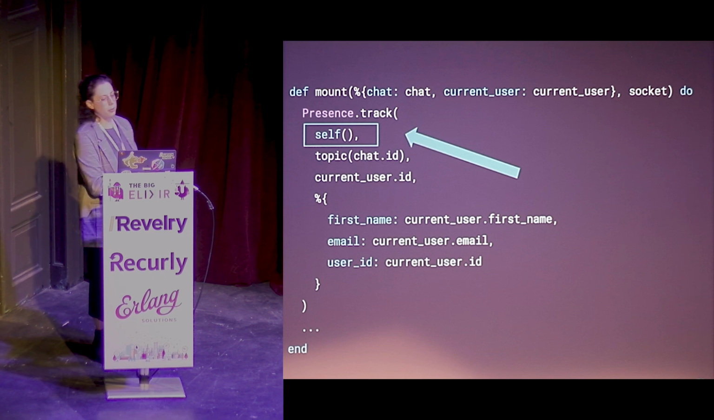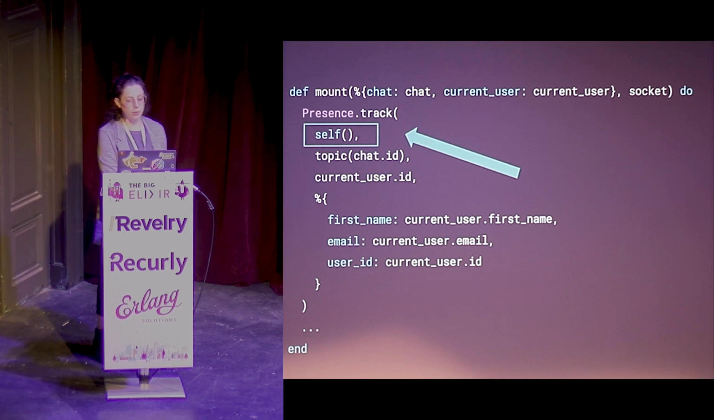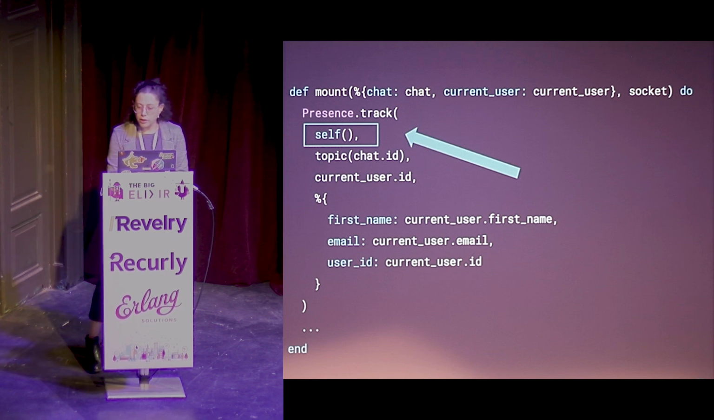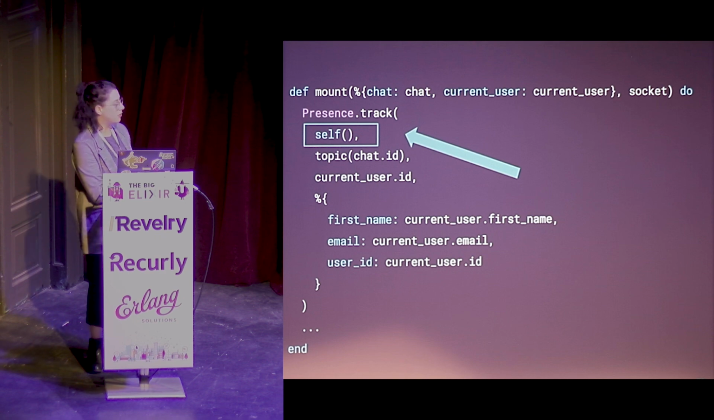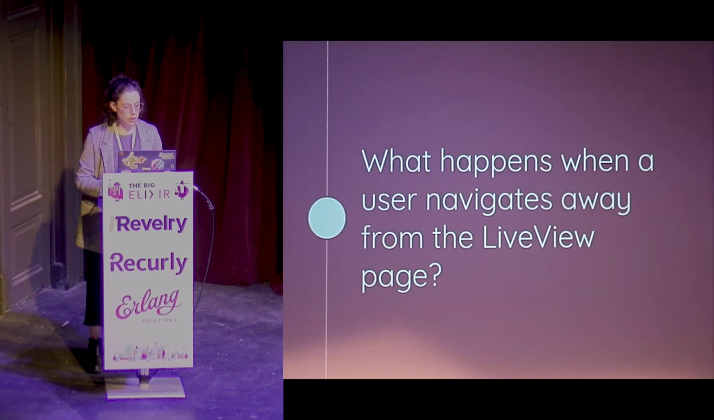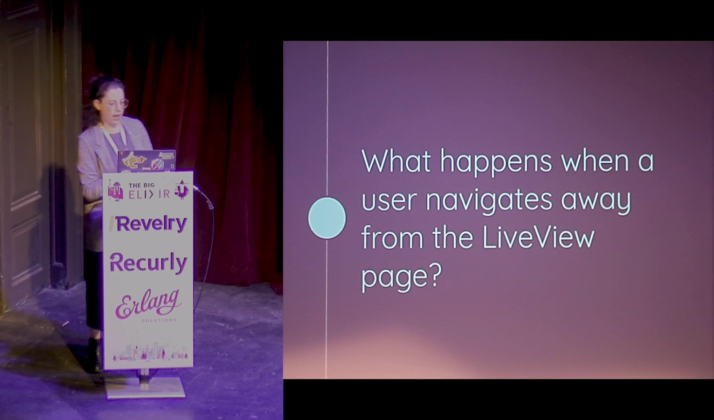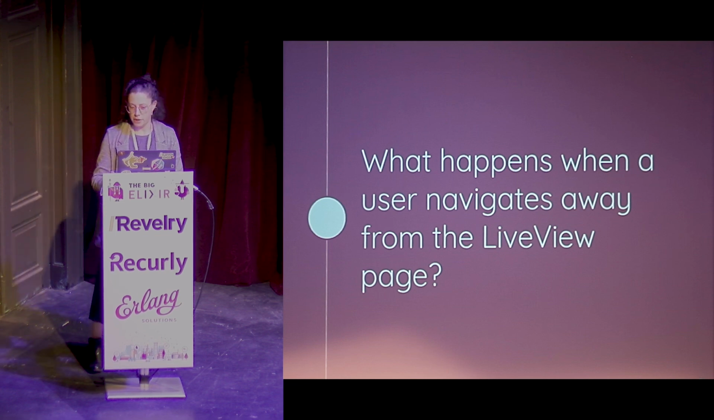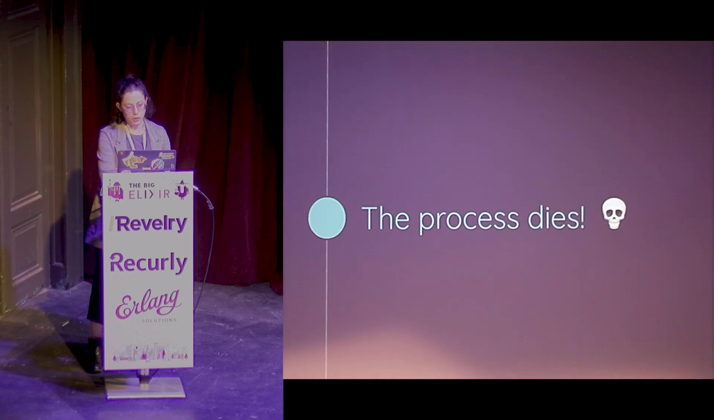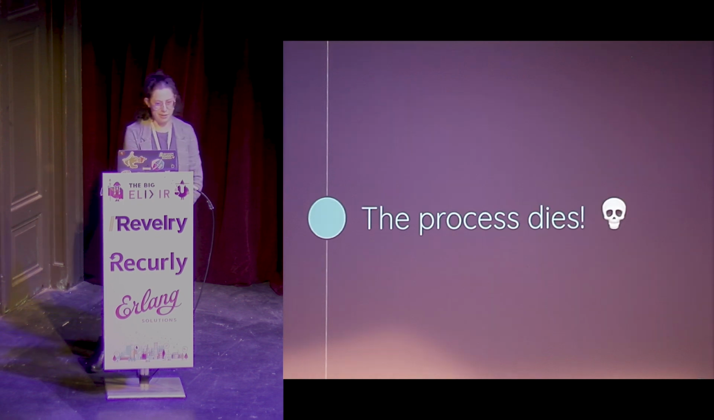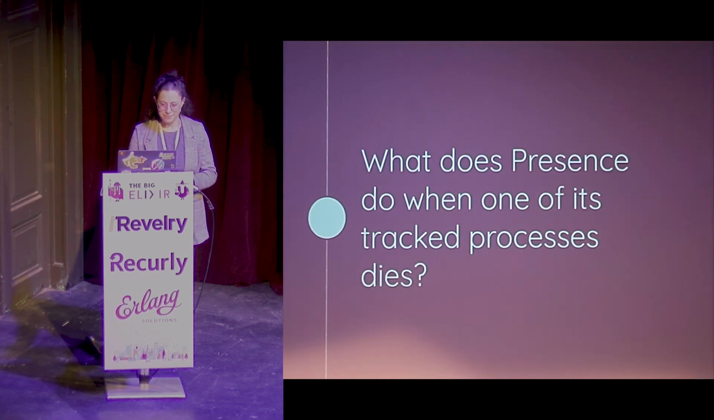So recall that we're tracking presence for a given LiveView process via the Presence.track function, where the first argument that we give to track is the PID of the LiveView process. What happens to a LiveView process when the user navigates away from the chat show page? She asked rhetorically. It dies. The LiveView process terminates, as I'm sure many of you guessed.